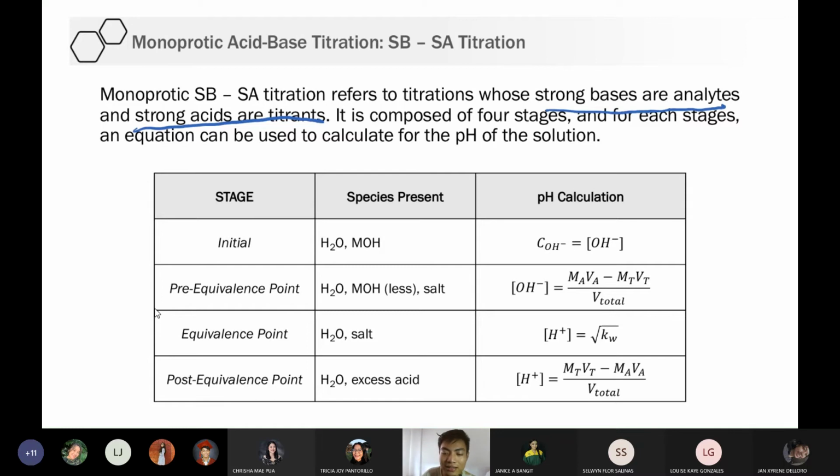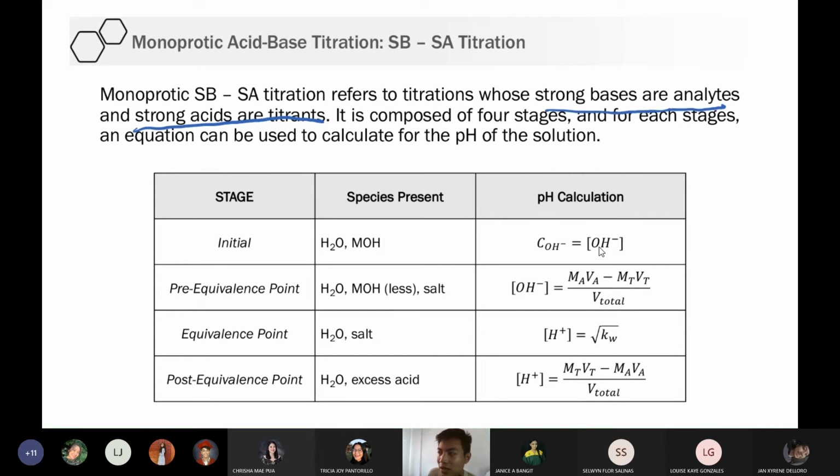Kasi kanina, strong acid, strong base, di ba? Ngayon, strong base, strong acid. Palit sila ng rule. Okay? But the concept is still the same. So, for the initial state, you only have your base, no? So, the base will contribute to the pH, no? So, we solve for the pH as, ito.